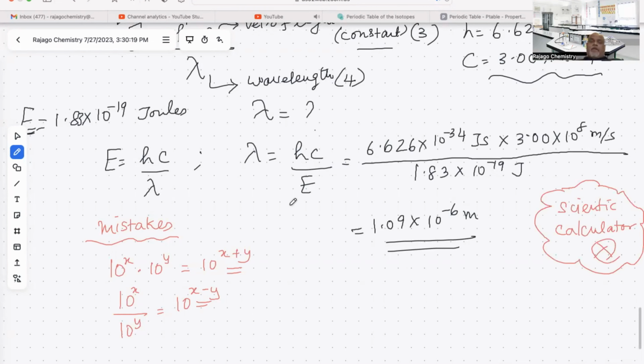The simplest or easiest way is using the scientific calculator, but you should know how to use the calculator. The other way to do this is taking these numbers, 6.626, take only the numbers and divide them and get the number.